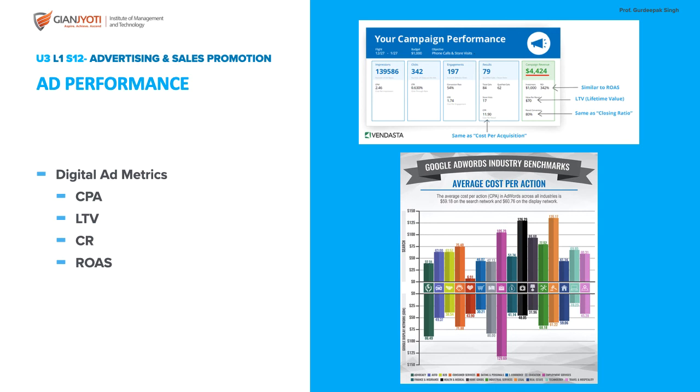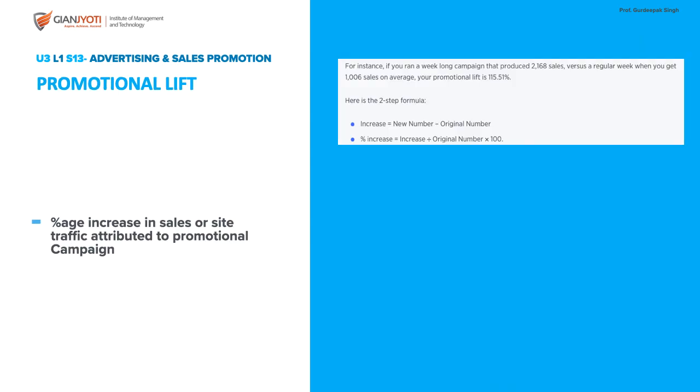So if we say across all industries, the average cost per action in AdWords is $59.18 on the search network and $60.76 on the display networks. So you can look at the different industries here: e-commerce, dating, health services, real estate, travel and hospitality, and you can find these as some of the benchmarks which Google has defined for their Google Ads.